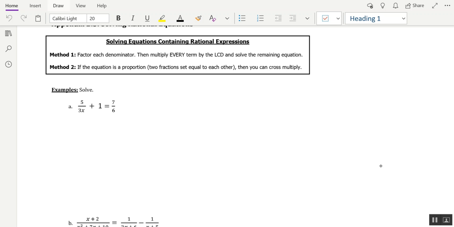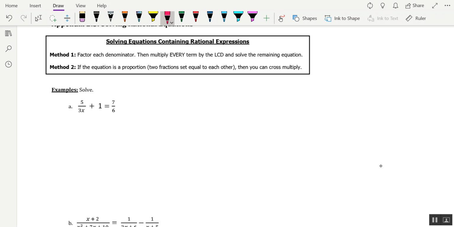Alright, so just to reiterate, what we do in method 1 is we have to factor each denominator, and then we multiply every term by the LCD and then solve the remaining equation.